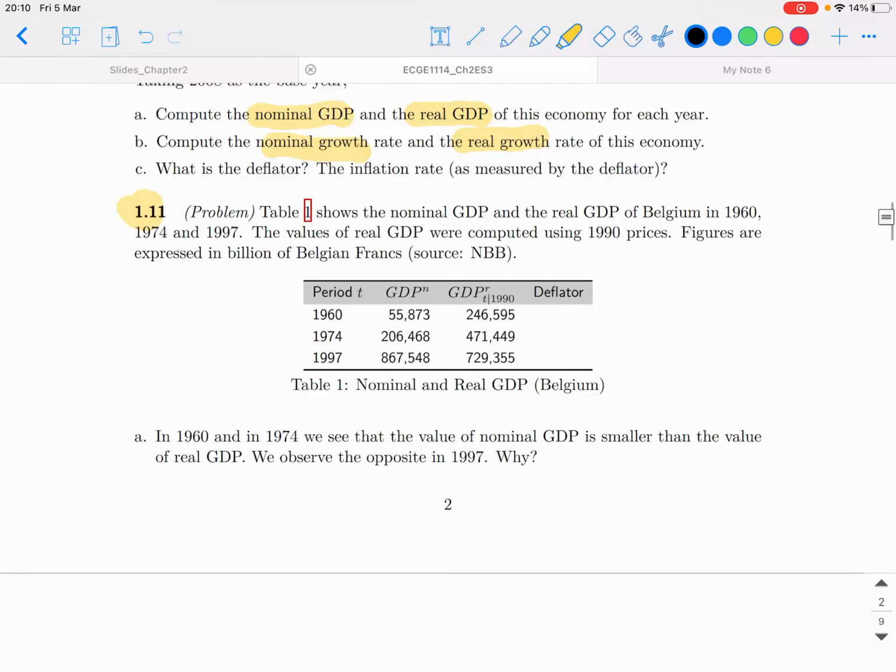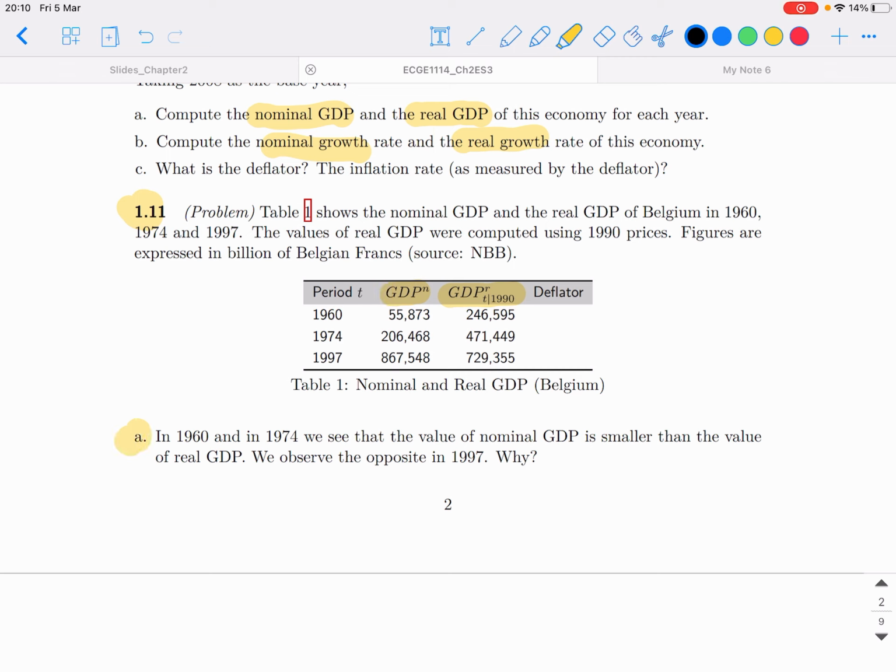This exercise is also pretty basic. We will just have to calculate lots of things. So we have a table in which we have 3 years, and for these years we have GDP, a nominal GDP, and a real GDP with a base year 1990. Okay, so we have point A.